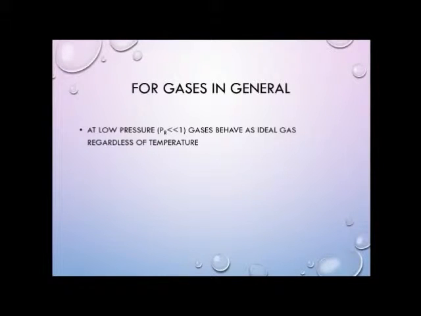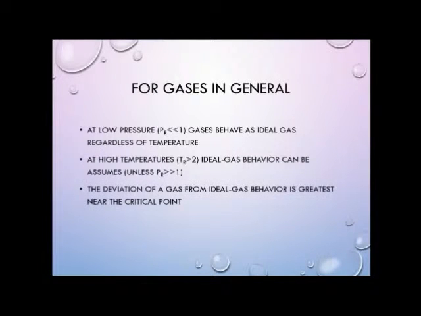Now talking about the gases in general, at low pressures, where PR is less than 1, the gases behave as ideal gases regardless of the temperature. At high temperatures, where TR is greater than 2, ideal gas behavior can be assumed. The deviation of the gas from ideal gas behavior is the greatest near the critical point. So you need to remember the maximum deviation always lies near the critical point, and as it moves away from it, the deviation decreases, or you can say the compressibility decreases.